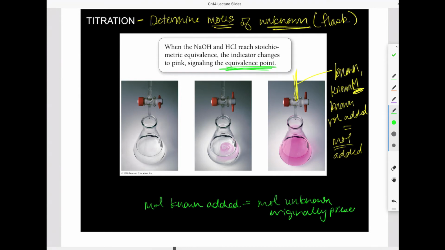And that part's really important. If you try to shortcut the wording there, odds are you're going to miss the point, because you're going to try to turn it into something that it's not. It's always going to be the moles of known added equal to the moles of unknown originally present. So going back to our figure, here in the flask is our unknown. It's usually an unknown concentration. We can use it for other things, because the whole goal is to determine moles of whatever it is, but usually it's an unknown concentration for this purpose, with a known volume.